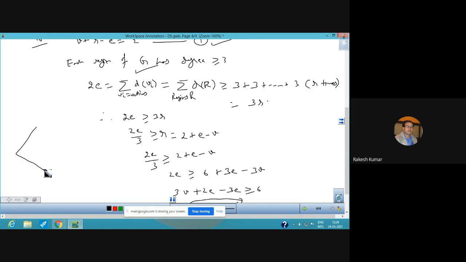Suppose we have a graph here. Now you just see what I want to say. We have an edge. Now I am talking about the regions, and those are the inner regions. This edge cannot create an inner region.